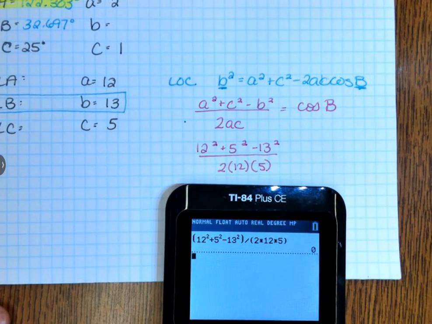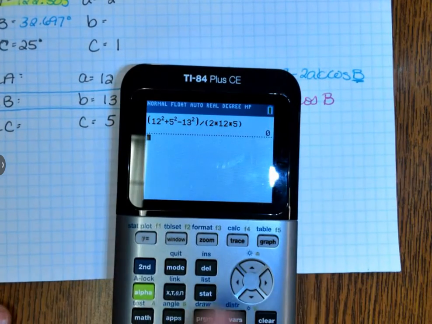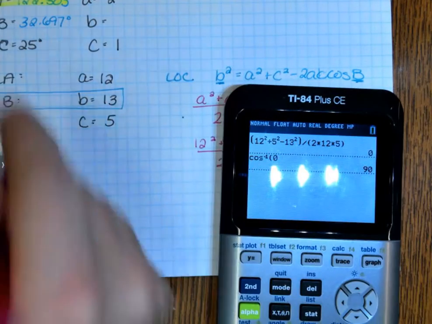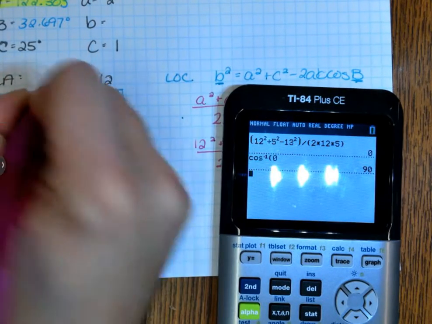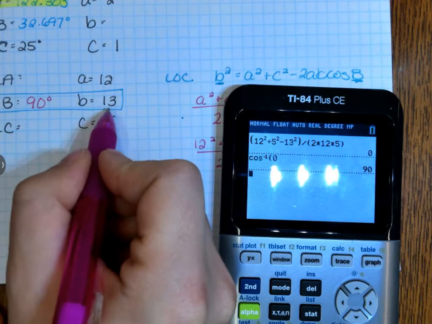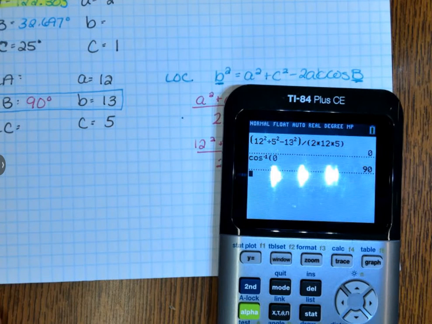That's kind of weird, isn't it? But watch. When I do the inverse cosine of that, it still works. And it should kind of all of a sudden make sense because 5, 12, 13 is one of your Pythagorean triples. So it's actually a right triangle. And then you could switch to law of sines to find anything else you're missing. Okay?